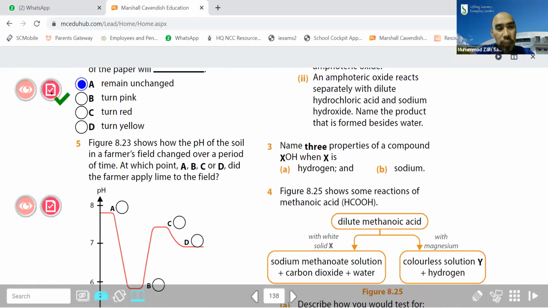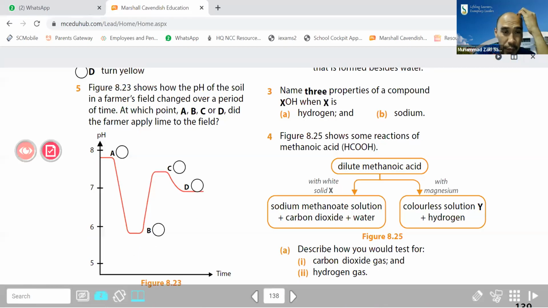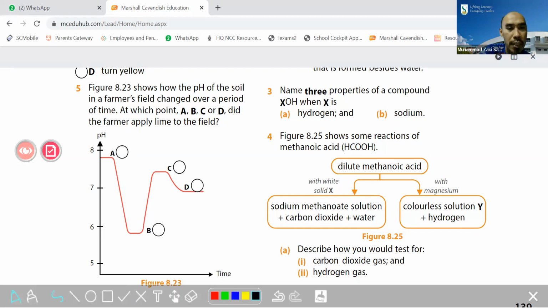Figure 8.23 shows how the pH of the soil in the farmer's field changes over a period of time. Initially the pH is quite high, then something happened and the pH dropped. Then something happened here and here. At which point does the farmer apply lime to the field? So what is lime? Lime is actually calcium oxide, and it is basic, right? It means alkali.